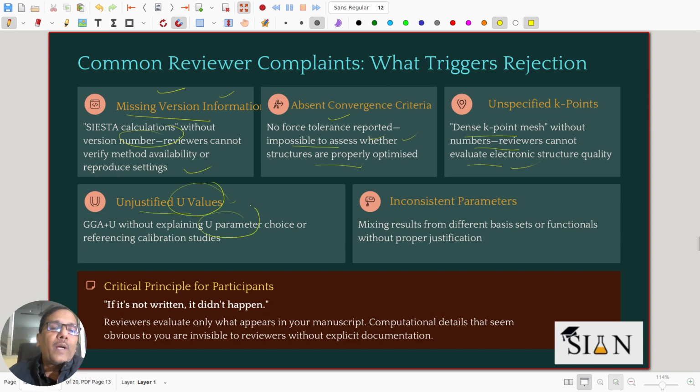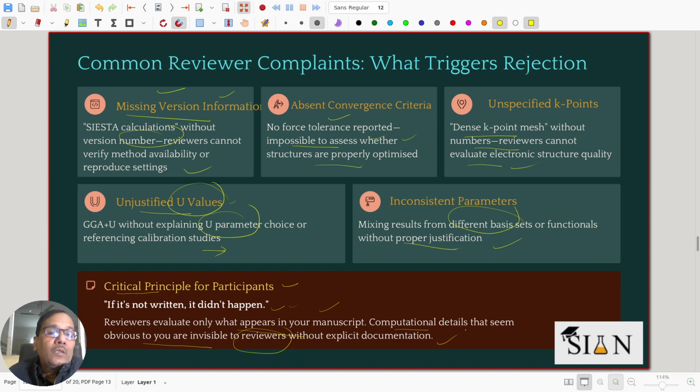So if you are using a U parameter, then how did you select this U parameter? So the details of the convergence test of this U parameter, based on the band gap tuning, magnetic moment, etc. Inconsistent parameters, so mixing results from different basis sets or functionals without proper justification. And the critical principle for participants, remember this: if it is not written, it didn't happen. So reviewers evaluate only what appears in your manuscript. Computational details that seem obvious to you are invisible to reviewers without explicit documentation.